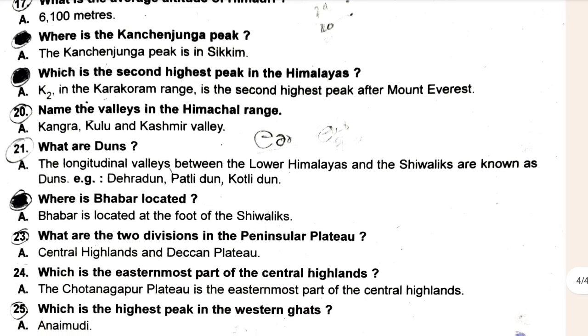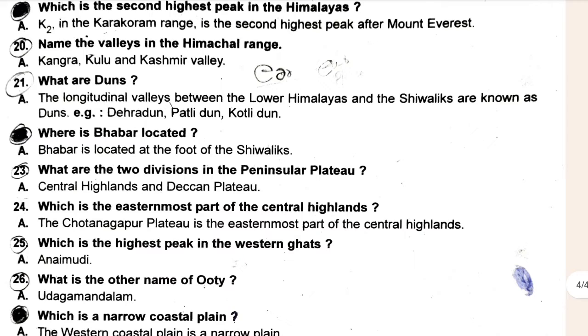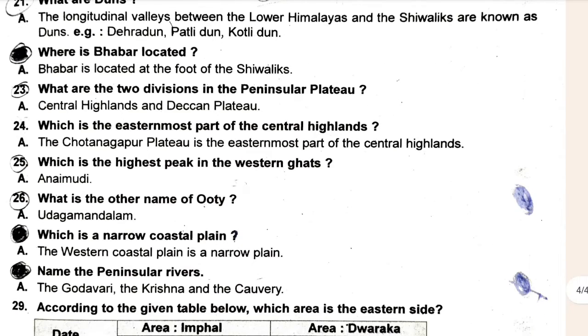What is the average altitude of Himadri? Where is the Kanchenjunga peak? Important. Where I mark with blue and a dark pen, and where I circle, these are very, very important. You have to remember. Where is Kanchenjunga? What is the second highest peak in the Himalayas? Name the valley in the Himachal ranges. What are dunes? Where is the Wabar located?